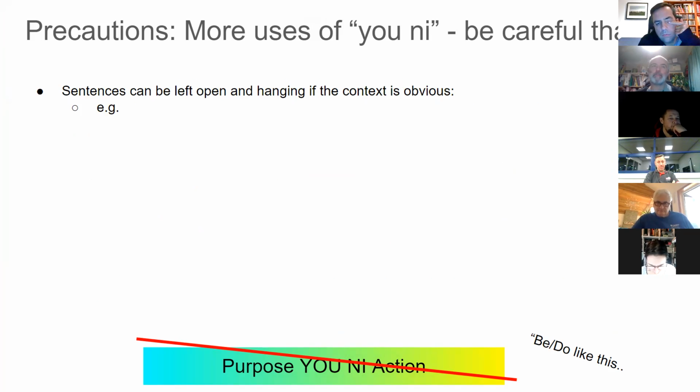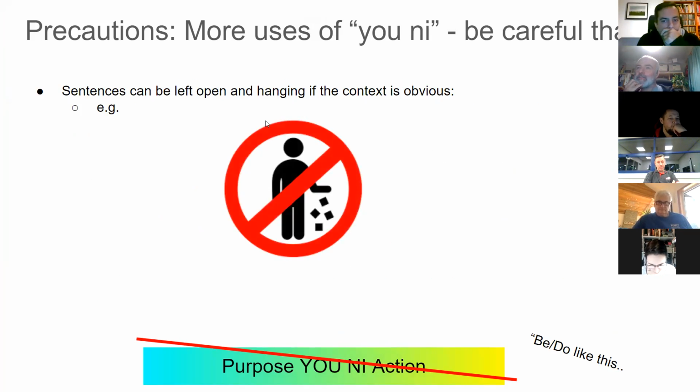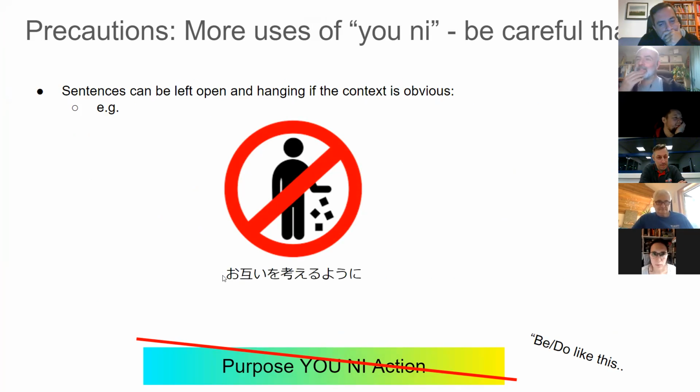So we can leave a sentence open and hanging if the context is obvious. For example, you might see this sign in Japan, which means don't drop litter in the park, because you might tread on it. But instead of saying don't drop litter, it might just say something like this. Can anybody read this?